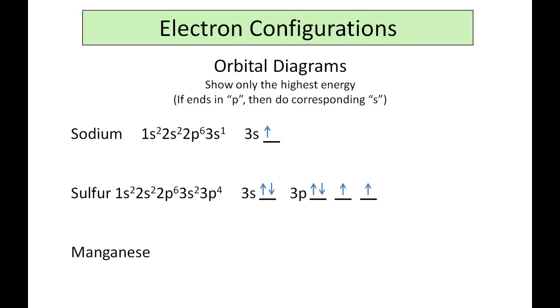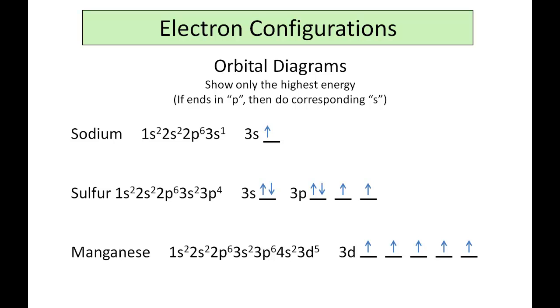Let's take a look at manganese. Here's our electron configuration. Notice its highest level of energy is 3d5. So we're going to write out the 3d5. Remember that 3d has 5 orbitals, so we write it out as 3d with 1 electron in each of its 5 orbitals.